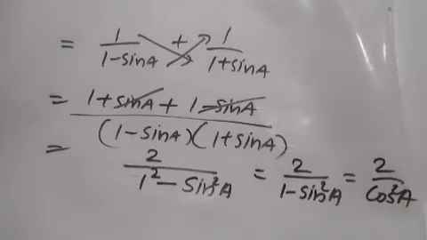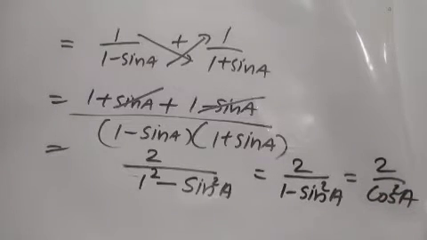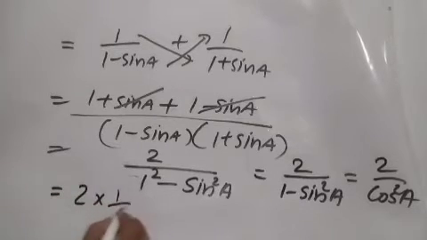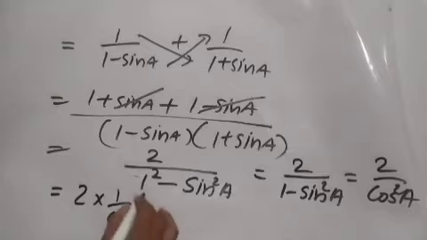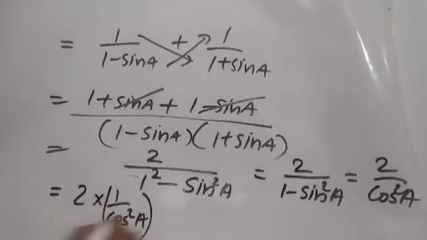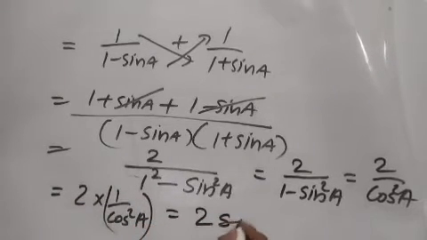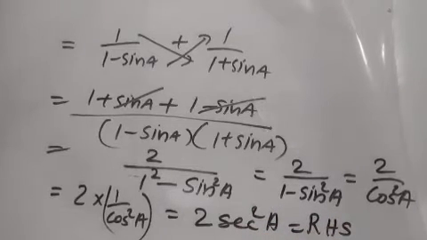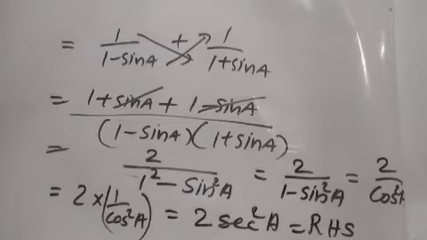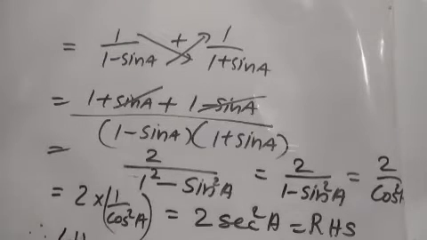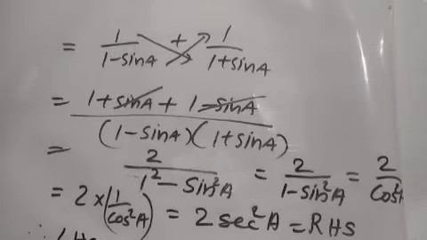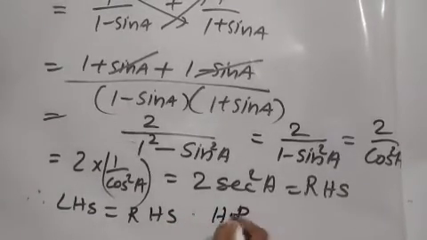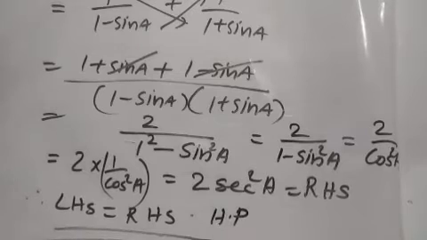We know that it's a trigonometric identity. 1 minus sin square A gives cos square A. That is 2 into 1 by cos square A. What is the reciprocal of cos? It is sec. So 2 sec square A. That is given in the RHS, no? Thus we obtained the value on RHS. That is LHS equal to RHS. Hence we proved this identity. Understood?